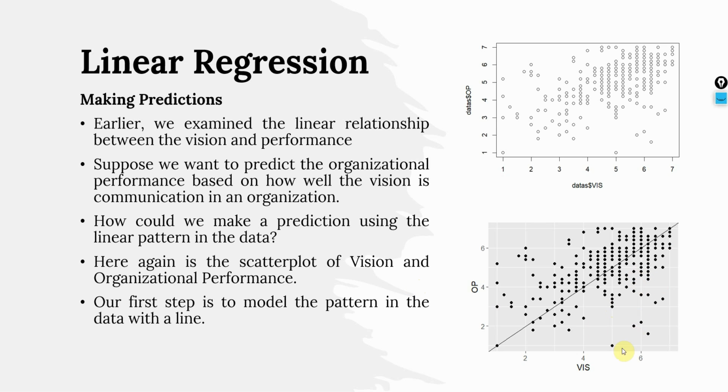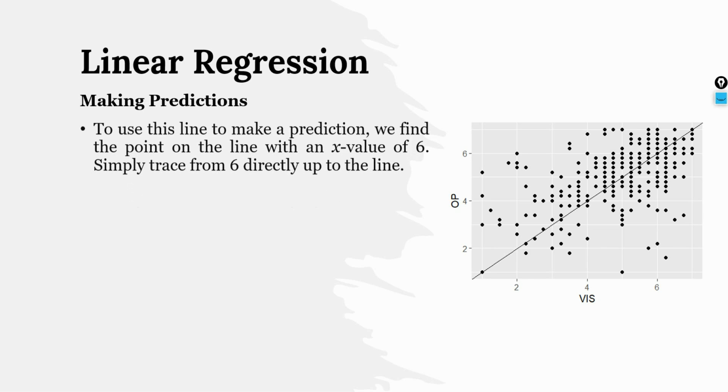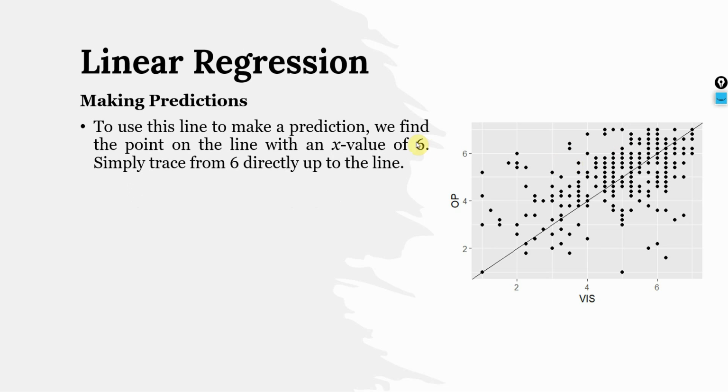Now if you look here, as you increase the score of vision, the score for organizational performance tends to increase. So if you look at these data points here, these are high organizational performance points. And at the same time, you've got high vision score here as well. To use this line to make prediction, we find the point on the line with an x value of 6. Where is x value of 6? Here it is. Simply trace from 6 directly up the line. Let's go up the line.